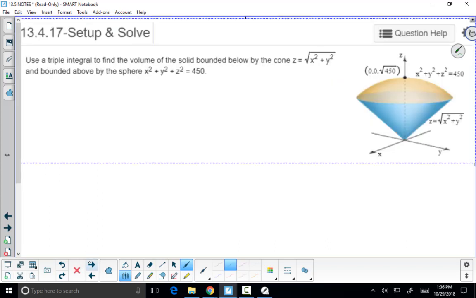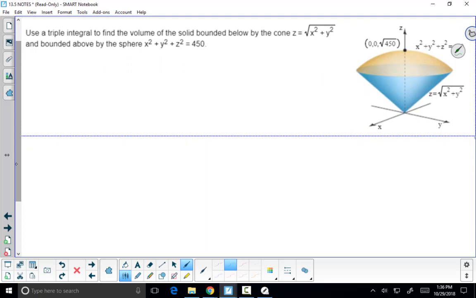All right, let's take a quick look at this one. We're not going to go through the whole thing. We'll set up a triple integral to find the volume of the solid bounded below by the cone and above by the sphere. Yes, this one makes sense to me. Okay, so it's a triple integral.